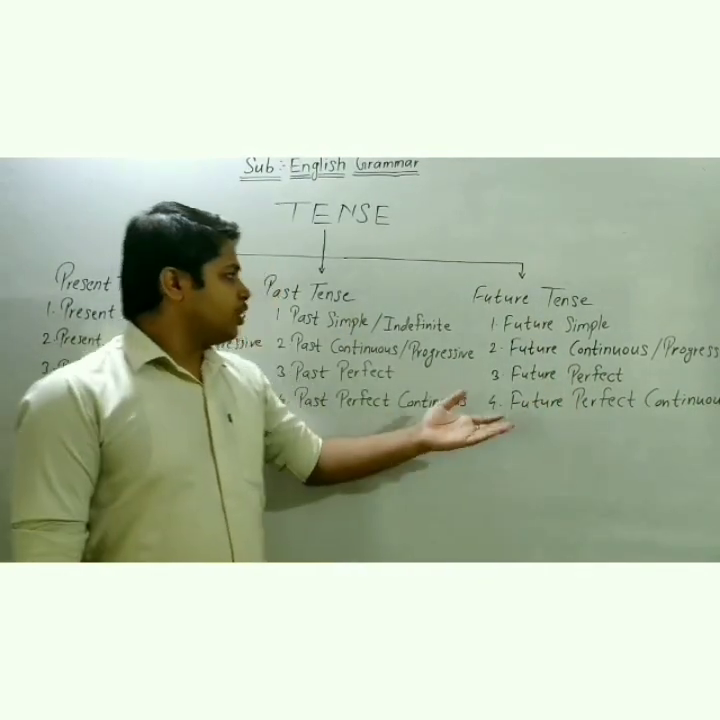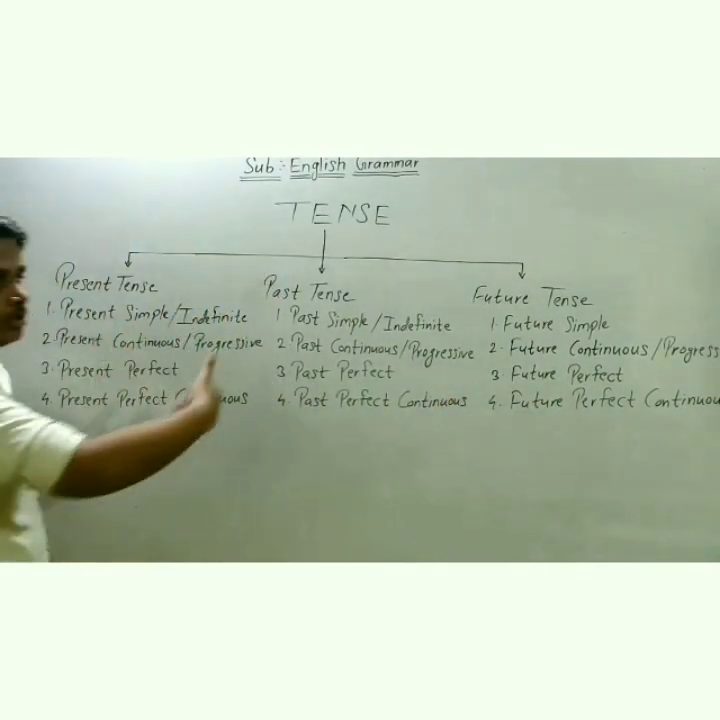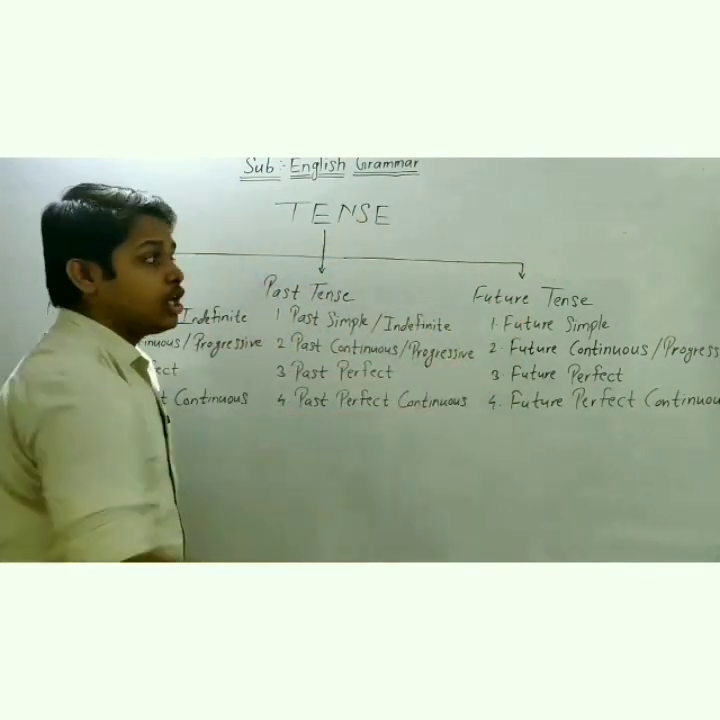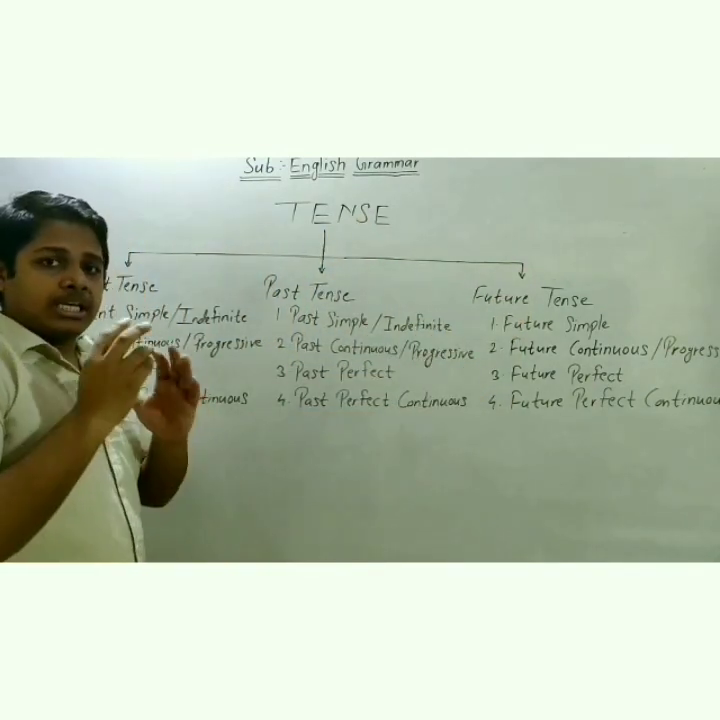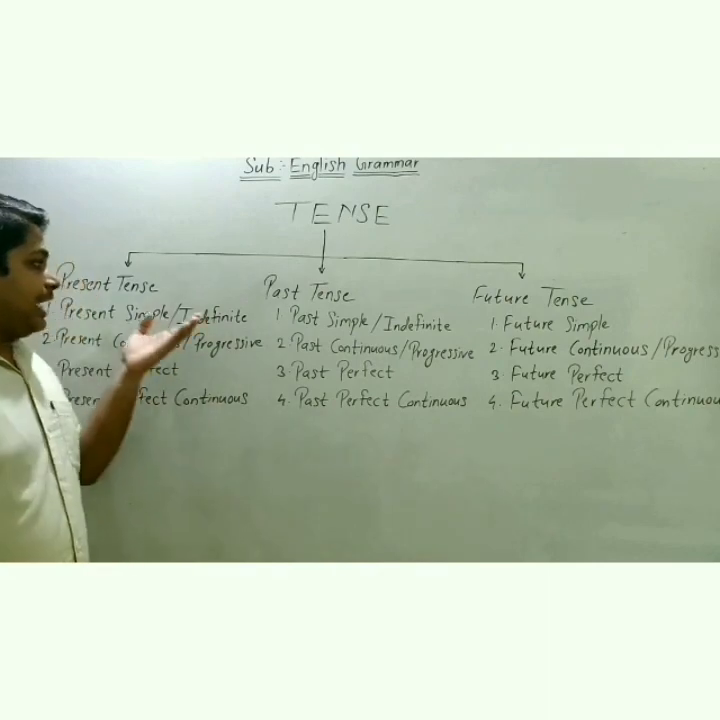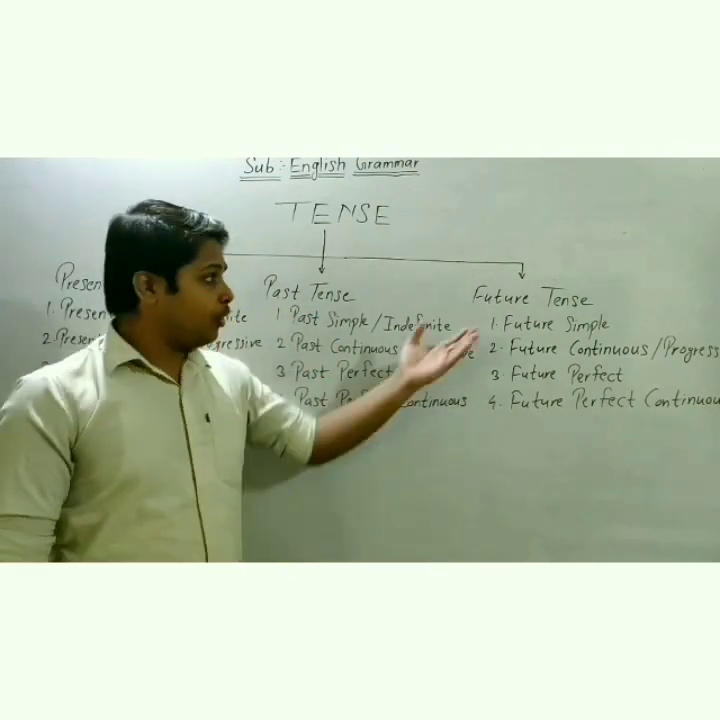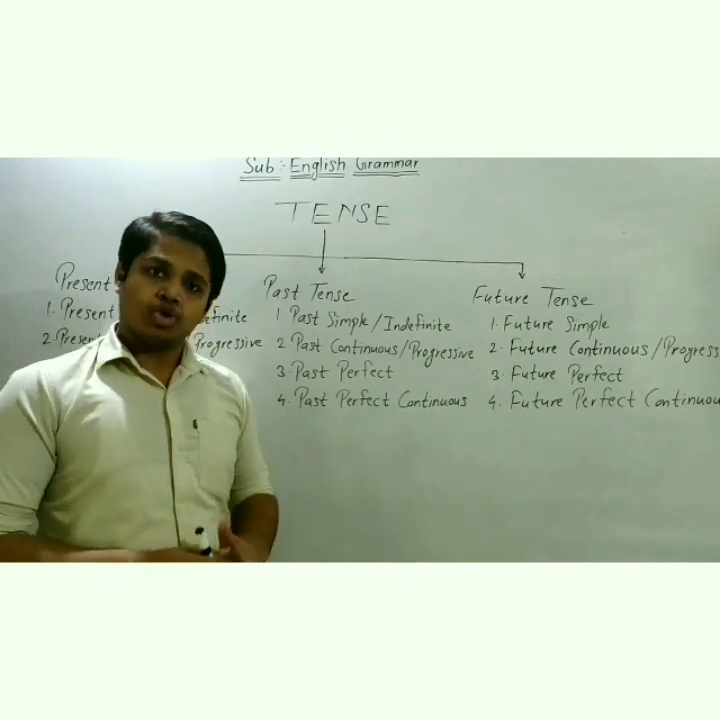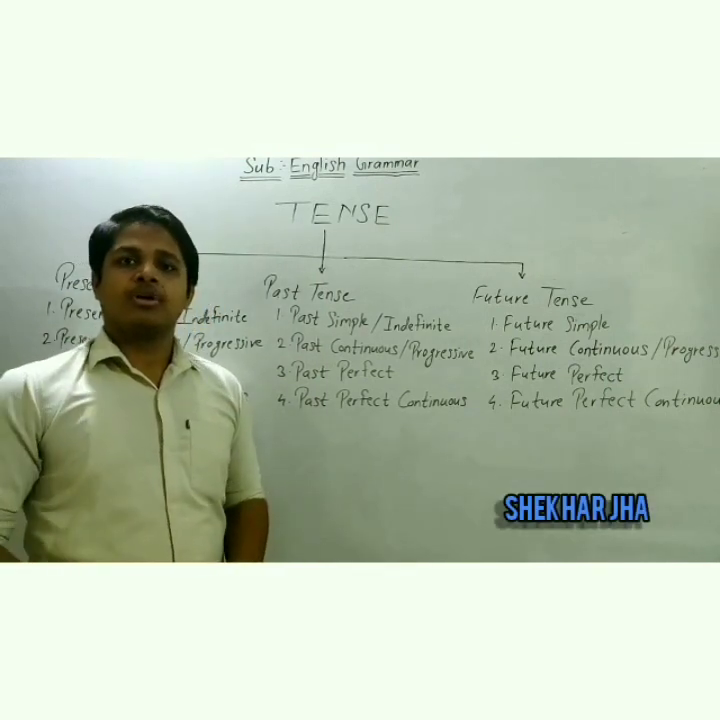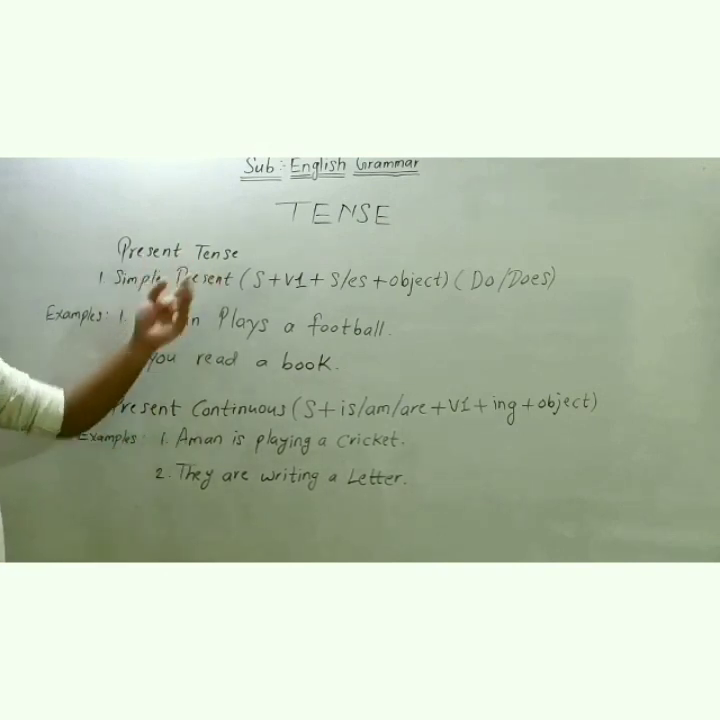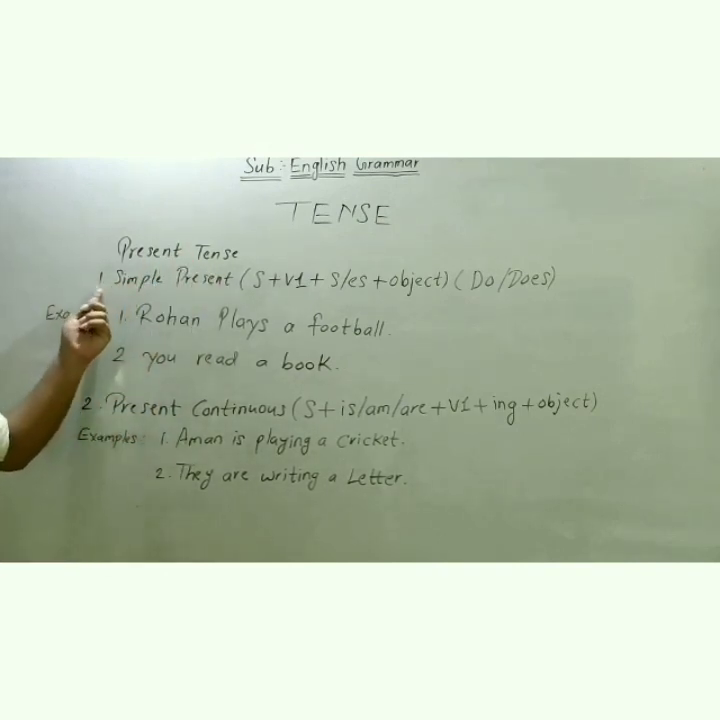So now we have heard about the subtypes of the main tenses. Now we are going to give each subtype of tense with the help of examples, and each has a particular formula. According to that, we have to create a sentence. So first, the present tense and its subtypes.